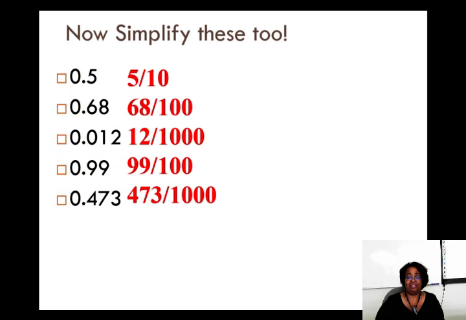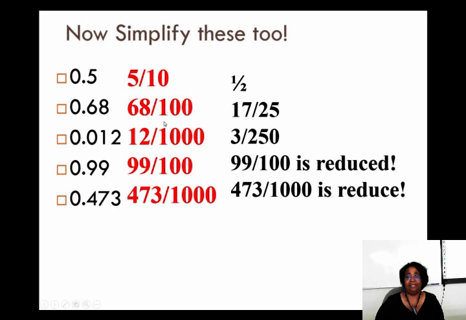So let's go back to our original. Here we said 5 will go. So 5 goes once, 5 goes twice, we'll get 1/2. What did I use to reduce 68 and 100 to get these? What number did I reduce by? 4. Okay. And then for 12/1000, what number did I use to reduce this to get this? 4. Again, 4 goes into 12 3 times. 4 goes into 1,000 250 times.